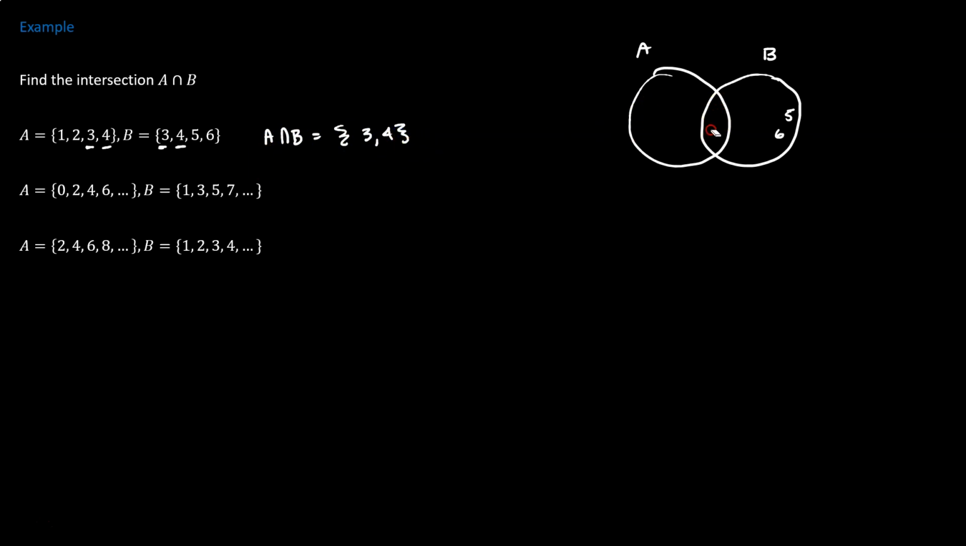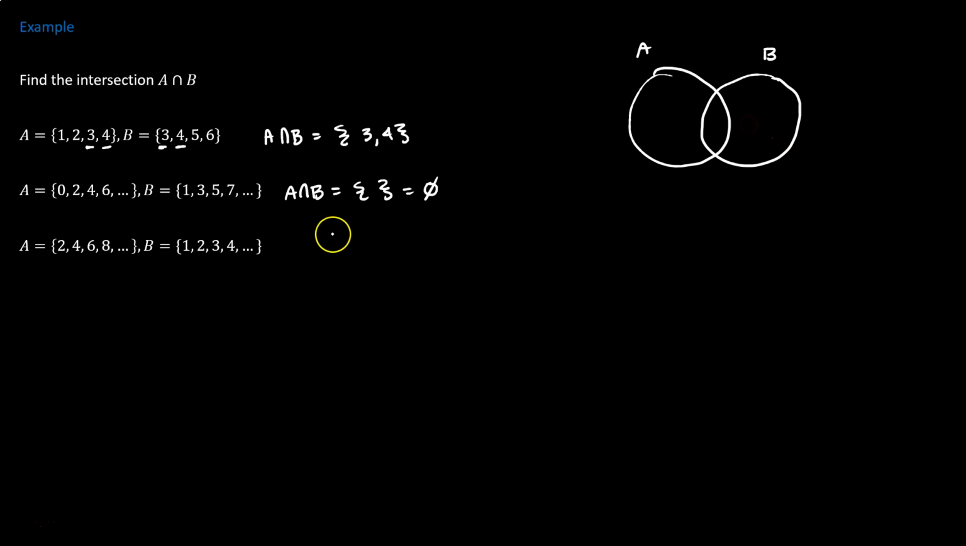For our next set of numbers, looking through, I can see that they don't have anything in common. Remember, A had all of the even numbers, B had all of the odd numbers, and there was nothing in between. So then this intersection is the empty set. There's nothing that belongs to the overlap for these two sets.